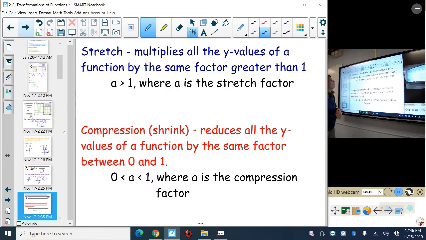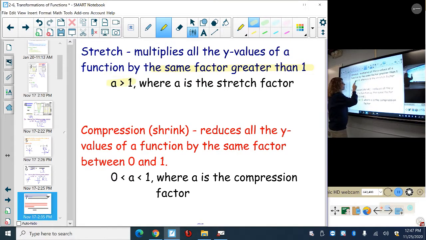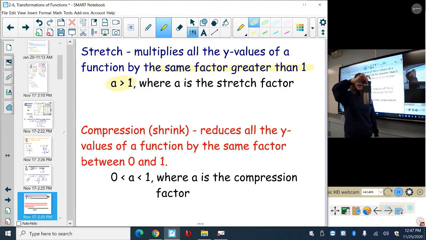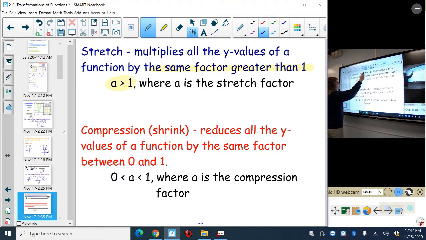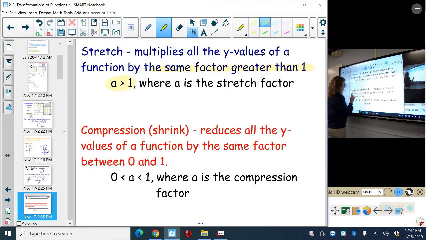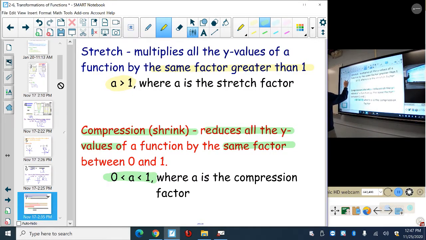Keep going. A stretch multiplies all of the y values of a function by the same factor, a factor greater than 1. Has to be greater than 1. So for a stretch, you have to have your a value bigger than 1. Okay? A compress or a shrink, same thing, reduces the y values by the same factor, and it must be a fraction between 0 and 1. It has to be between 0 and 1. Okay?